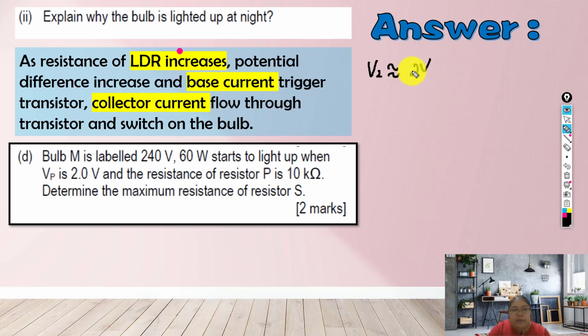And the resistance of resistor P. Resistor P means the bottom one, the LDR. The LDR must be 10 kilo ohm. Determine the maximum resistance of resistor S, which means R1. Now the question wants us to find R1. So we just use the formula for V2: V2 equals R2 over R1 plus R2, then multiply by V.